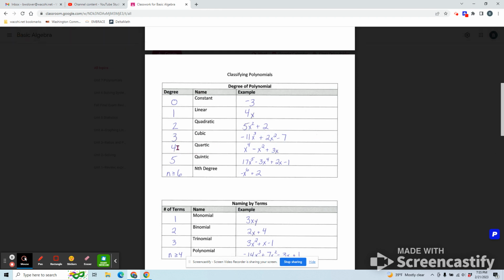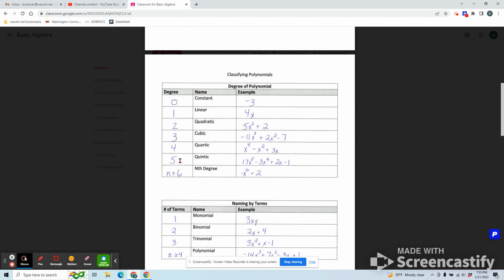If I have a degree of 4, it's called quartic. These are not made up words, by the way. These are all real words that you're expected to know. My degree is 4, so I have a power of 4. That doesn't mean I have 4 terms. Okay? That just means my degree of the polynomial is 4.